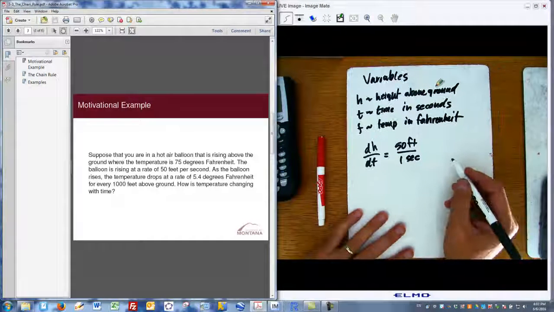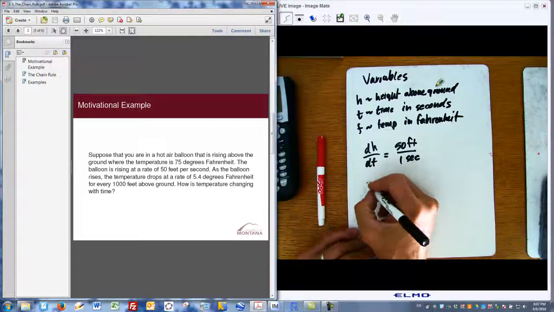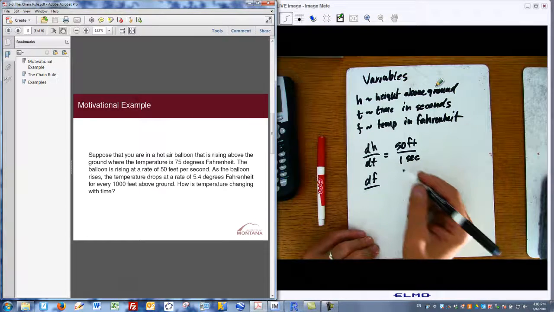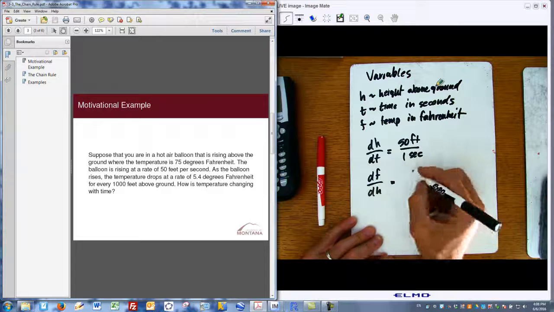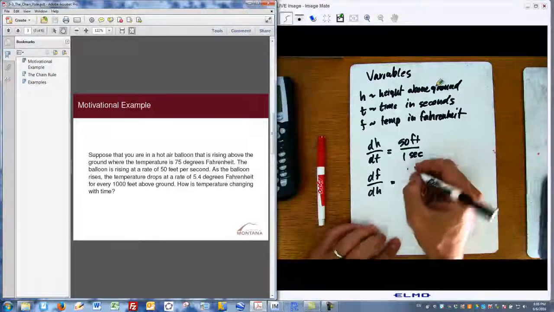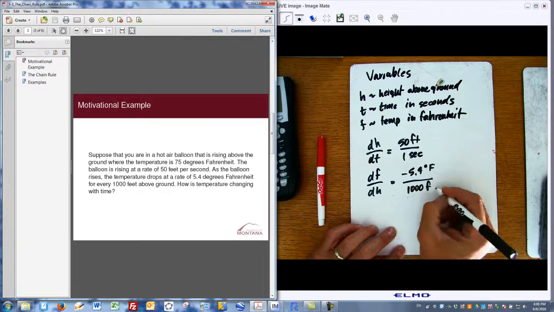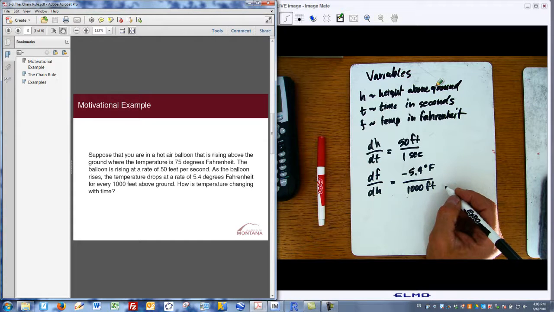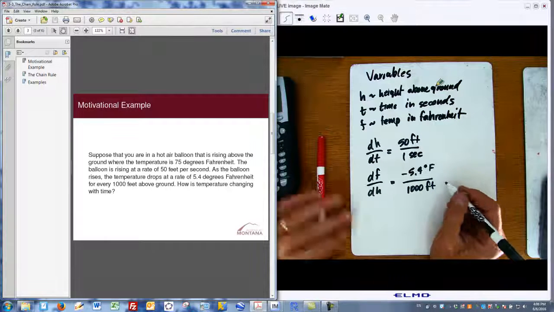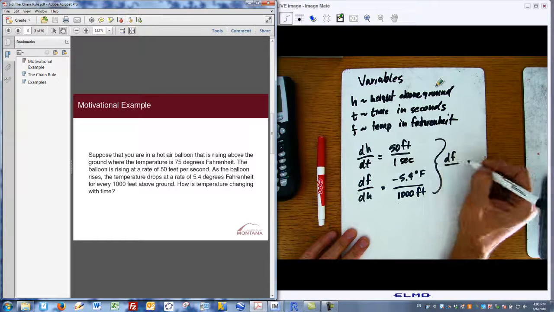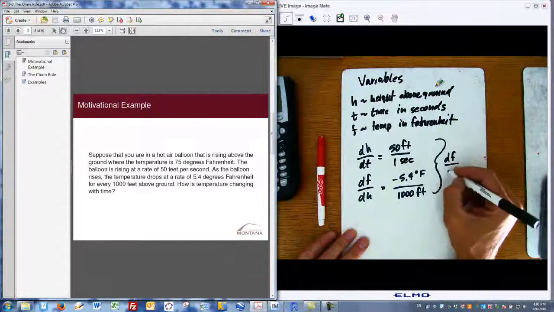The other piece that we're told is that the temperature, so dF, with respect to distance above ground, dh, is equal to, well, it's falling at a rate of 5.4, so it's going down 5.4 degrees Fahrenheit for every 1,000 feet that we change. Okay. So the big question is how is temperature changing with respect to time? So what we're really looking for, can we use these ingredients to find something like dF, the change in temperature in Fahrenheit with respect to time, dt.